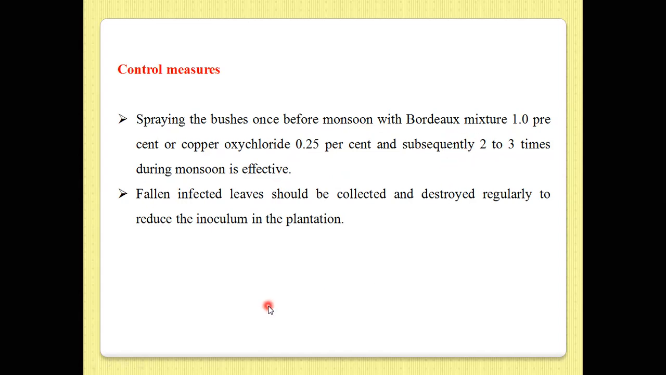In this way you can avoid the rust disease or infection of Hemileia vastatrix on coffee plants. So this is the basic information about the rust disease seen in coffee.